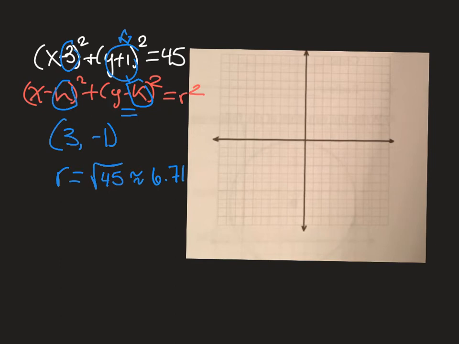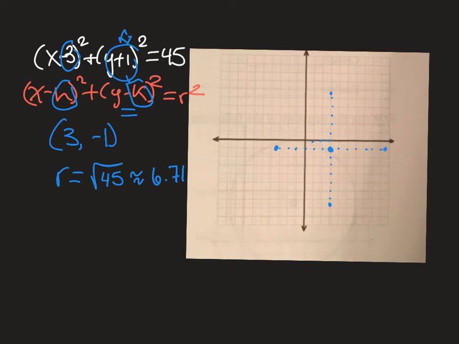So to sketch our graph, we're first going to plot our center, which was (3, -1). So over 1, 2, 3, and go down 1. And from this blue dot, I'm going to go up almost 7, due north, due south, due east, and due west. So up 1, 2, 3, 4, 5, 6, and almost to 7. The same in each direction.